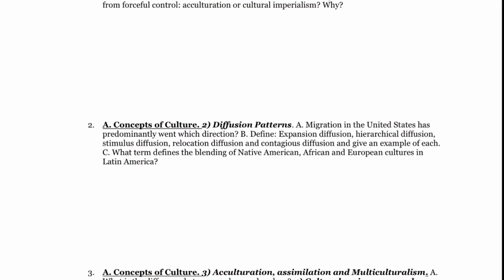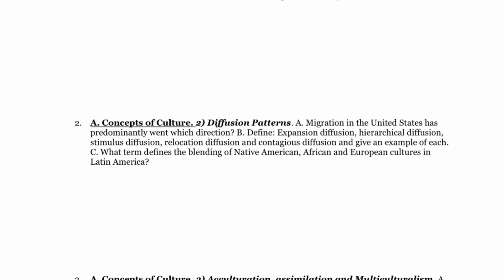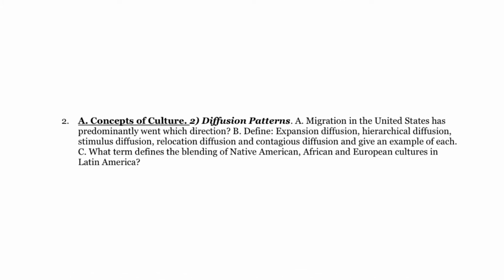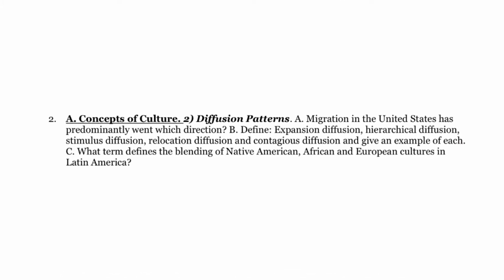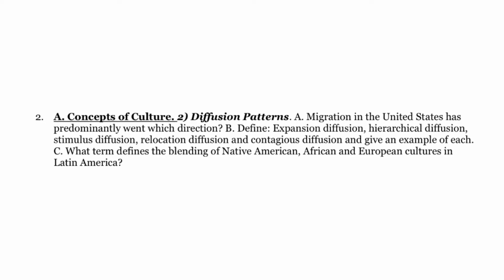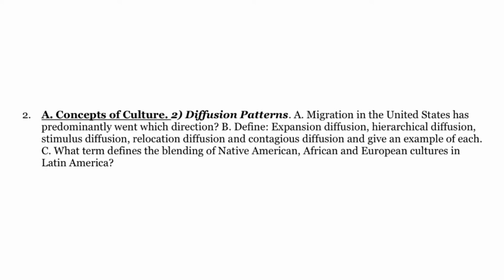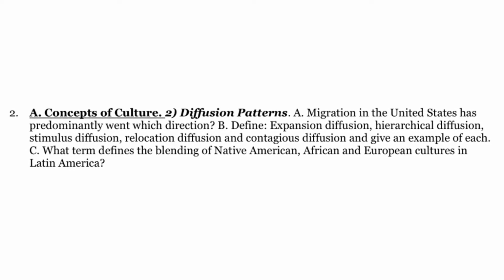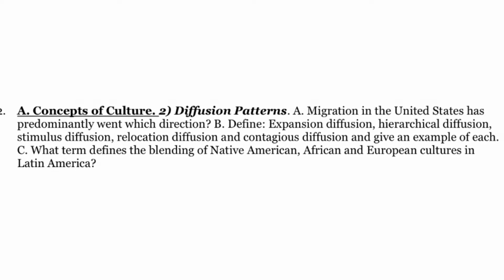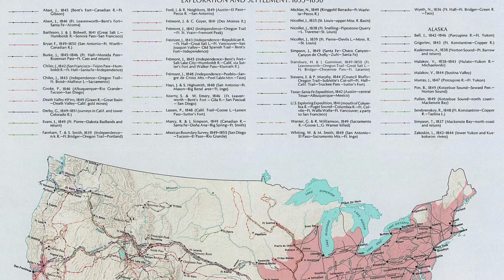All right, number 2. We're still in curriculum area A of concepts of culture, but we're looking at diffusion patterns. Letter A says, migration in the United States has predominantly gone in which direction? And the answer is from the east to the west.